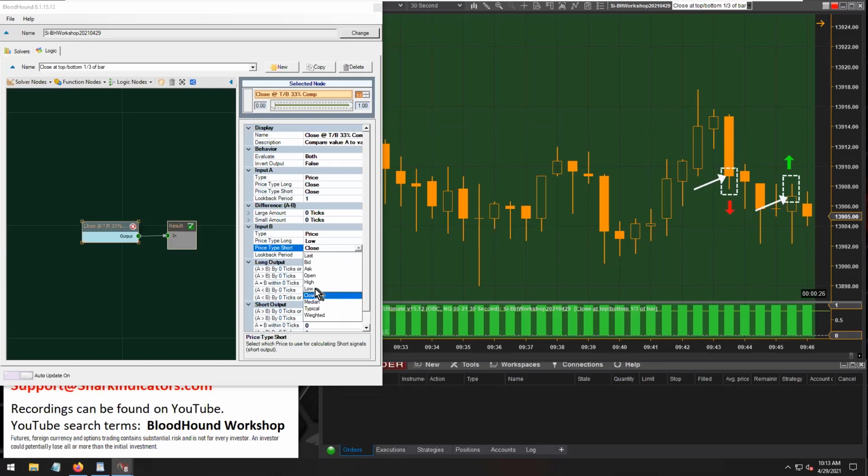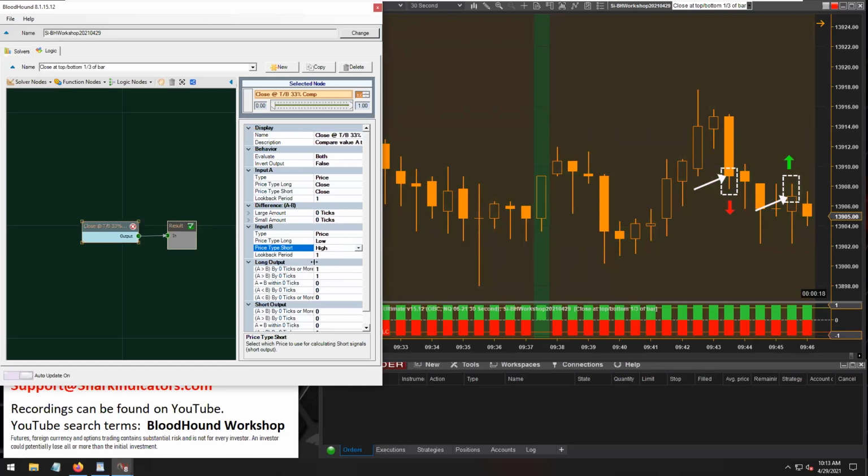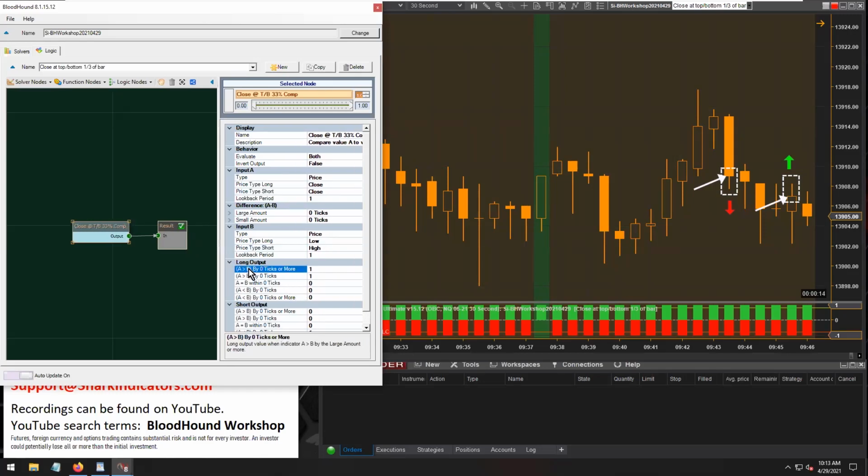So we're going to select the high price there. Right. So this is a little bit backwards, and the reason why is because of how the outputs work here. We'll get into this in just a moment, but that's the reason why we're reversing the way that we would think about this. Normally we would think, okay, for a long signal, I want to compare the close to the high of the bar. That's probably the first conclusion that we would jump to.